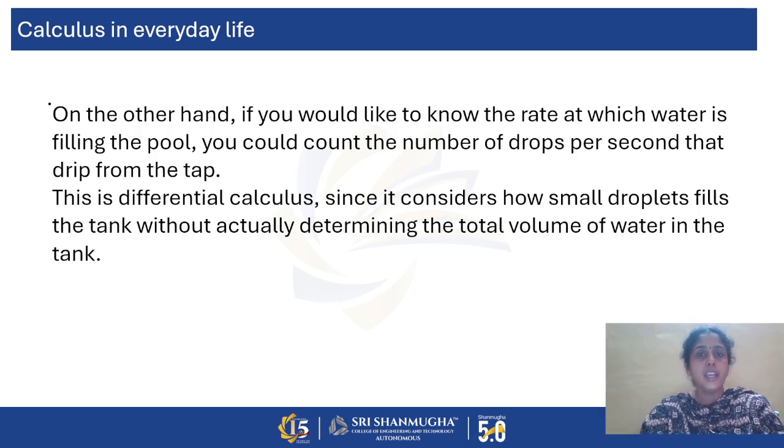On the other hand, if you would like to know the rate at which the water is filling the pool, you could count the number of drops per second that drip from the tap. This is actually differential calculus, since it considers how small droplets fill the tank without actually determining the total volume of water in the tank. So the rate at which the water is filling the pool is called differentiation. That is what differential calculus actually is.